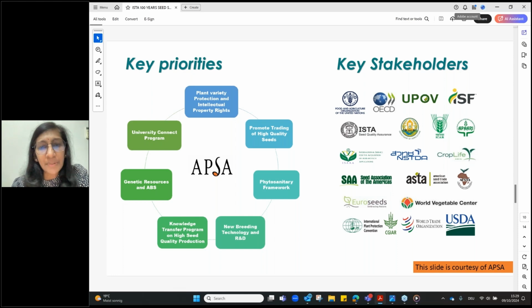So their key priorities: plant variety protection, trading of high quality seeds, phytosanitary framework, new breeding technology and R&D, and then knowledge transfer program, genetic resources, and ABS. And one of their new babies has been the University Connect program. I was also part of the brainstorming session on why this actually came about.